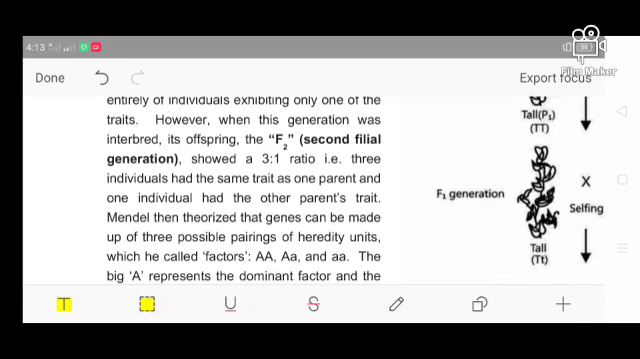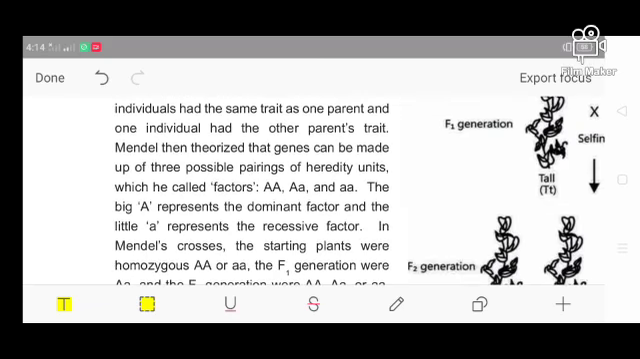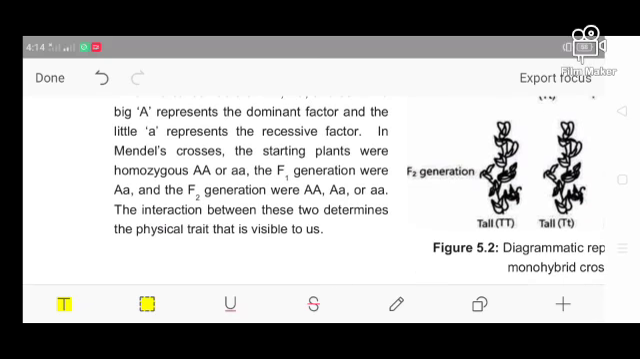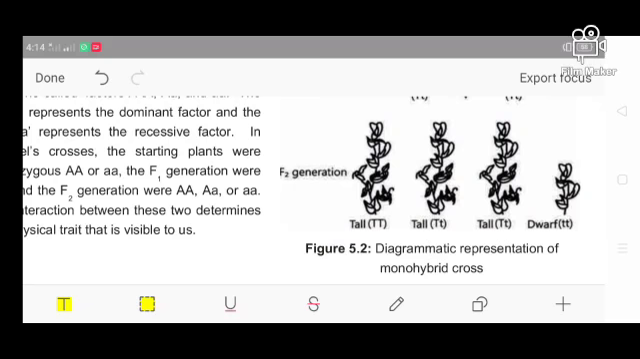That means three individuals had the same trait as one parent, and the other one had the trait of the other parent. From this experiment he concluded the different laws of genetics. So this is the idea of how Mendel created a great history in genetics.